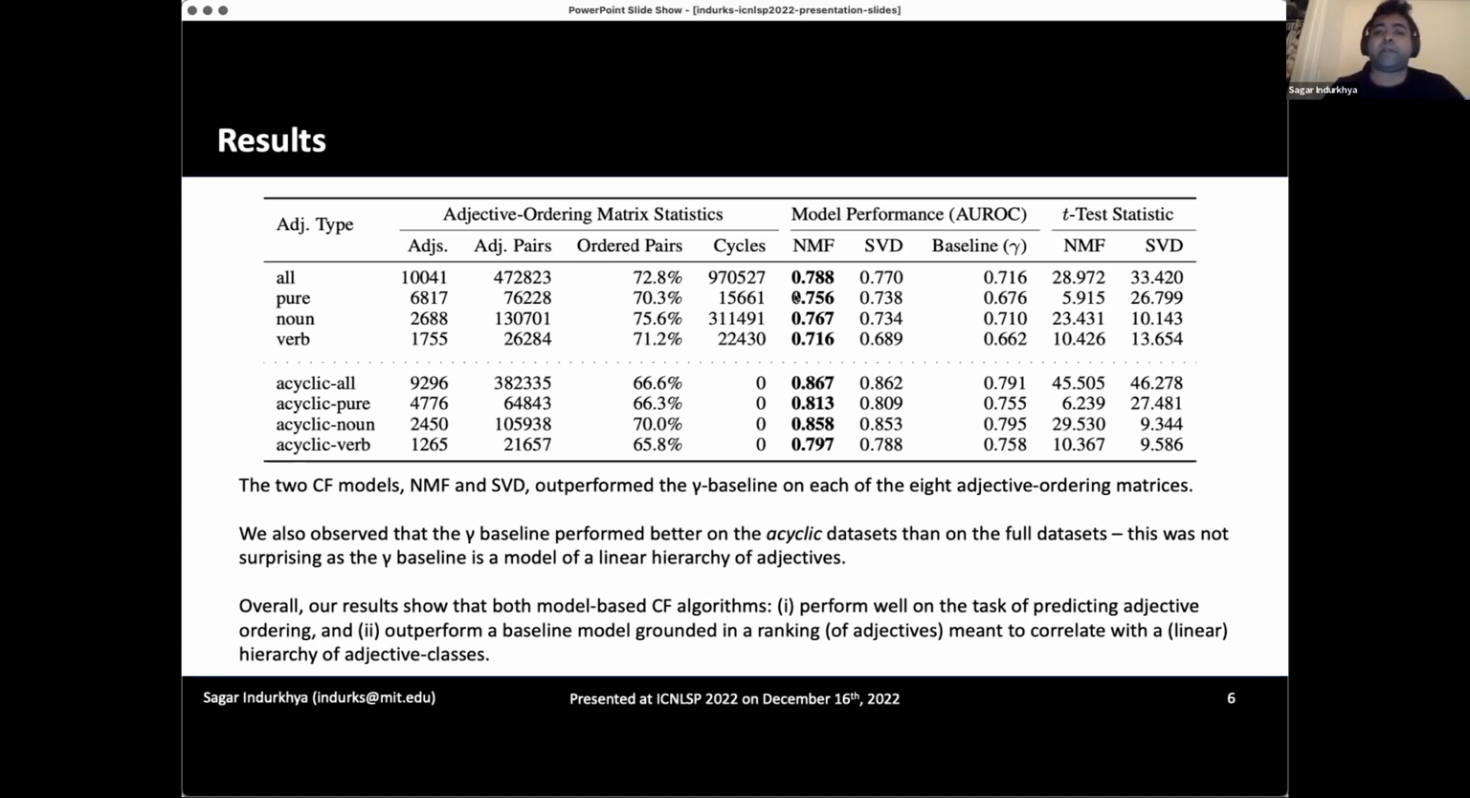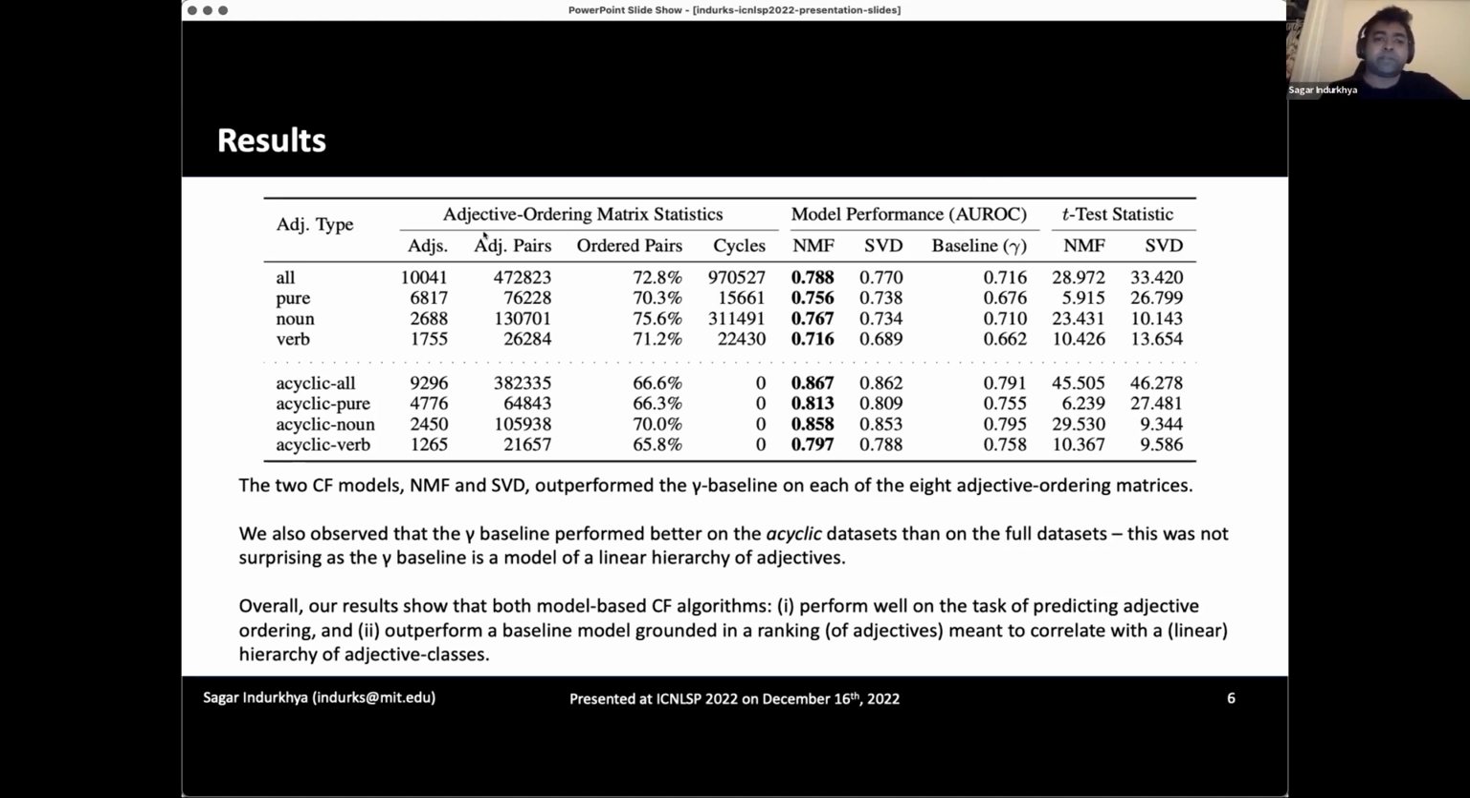The way that we're measuring performance is using area under the receiver operating characteristic curve, because remember that the collaborative filtering model is going to be outputting a value, in our case between 1 and 2, trying to describe how much it thinks an adjective is ordered versus another for each entry in the adjective ordering matrix that we're asked to fill in. We have to set some kind of threshold for making a classification decision. And so when varying that threshold, how does the performance vary? That's what AUROC is measuring.